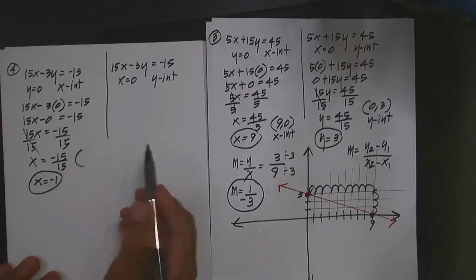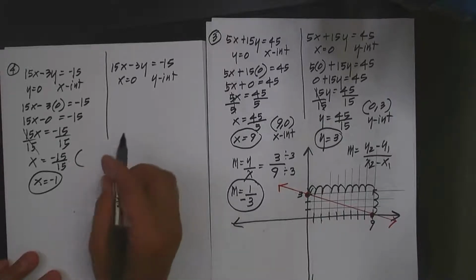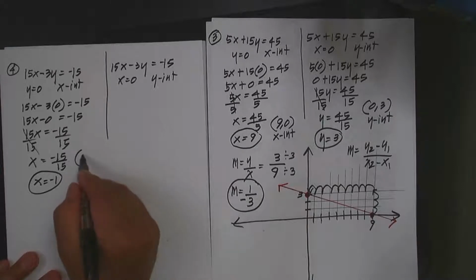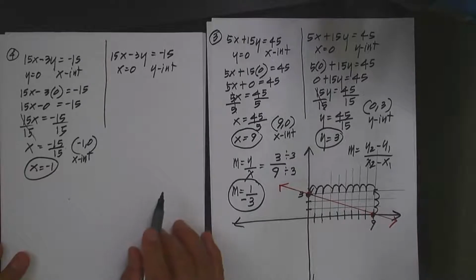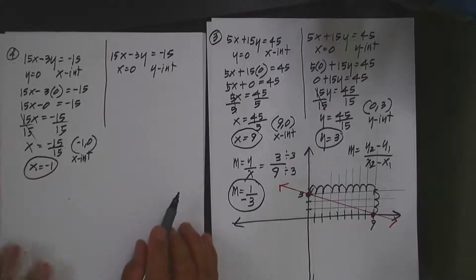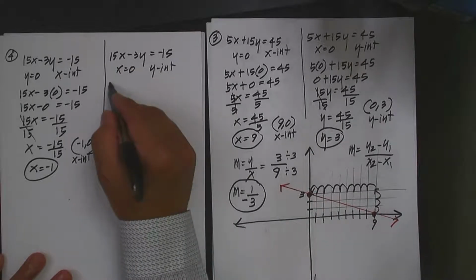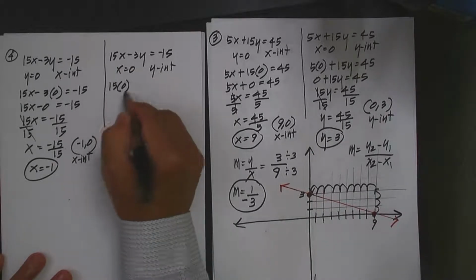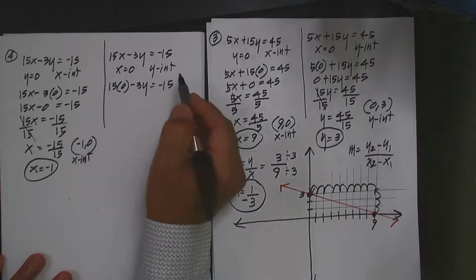So therefore, your x-intercept here will be negative 1 and 0. Okay, that will be your x-intercept. Are you following me here, guys? Yes or no? Yes. Okay, next. 15 times 0 minus 3y is equal to negative 15, right?